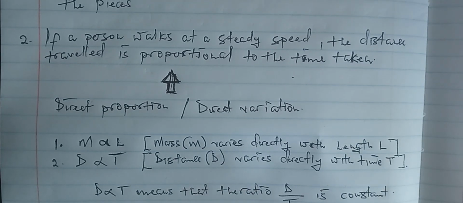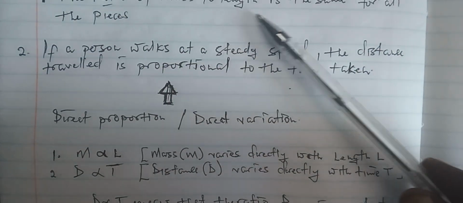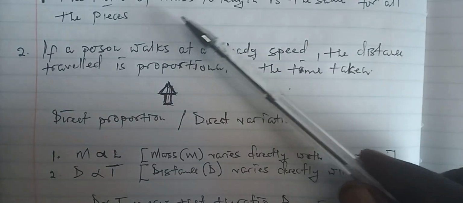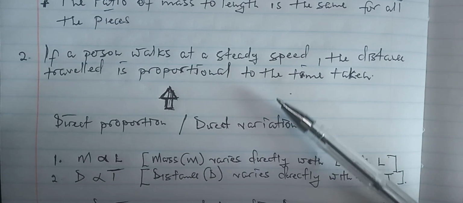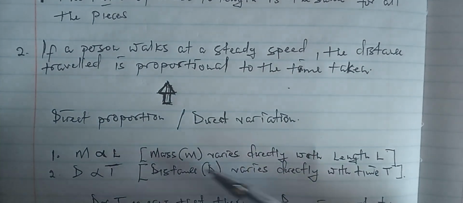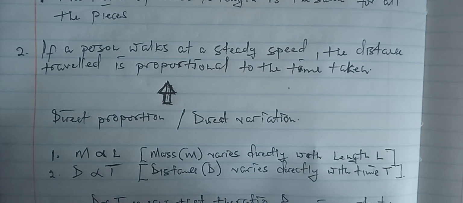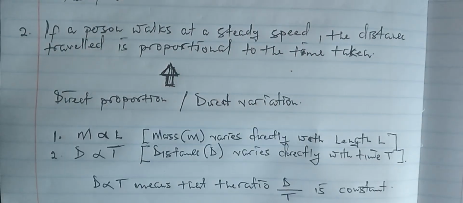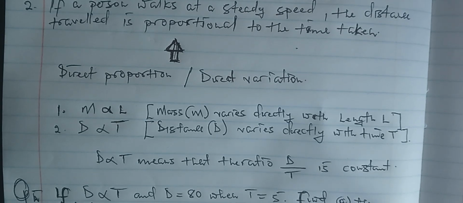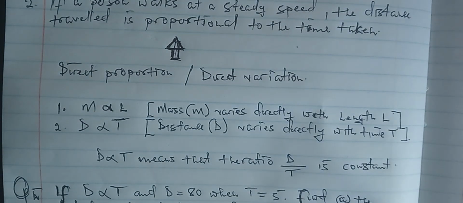And the ratio of the mass to the length is the same for all the pieces in the first example. And here as well, the ratio of the distance traveled to the time is also the same. So when we are looking at direct variation, this is basically what we will be looking at.